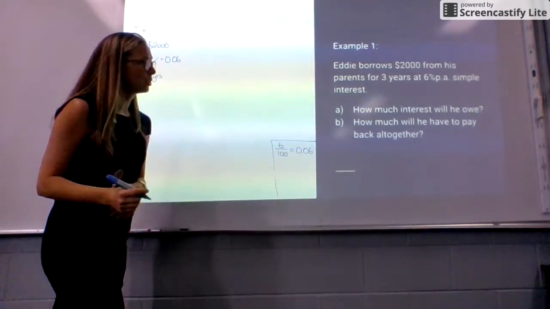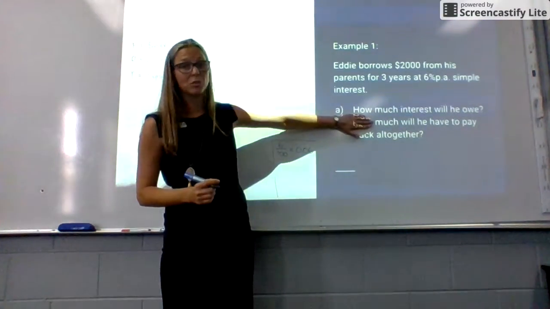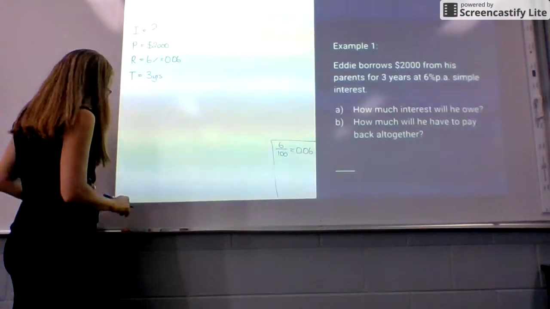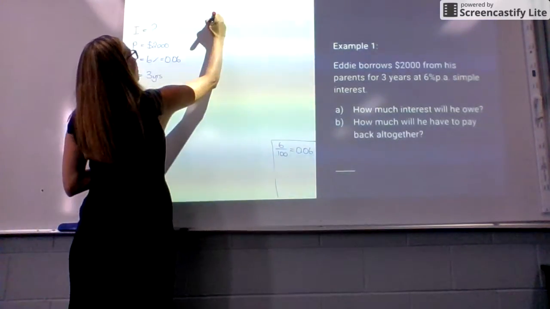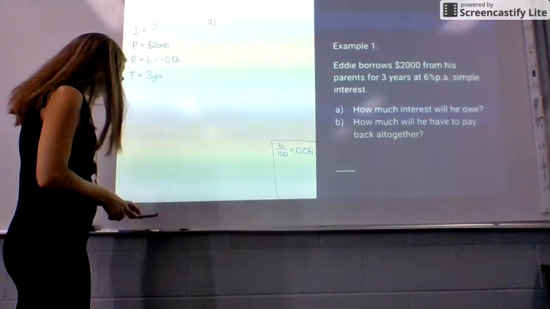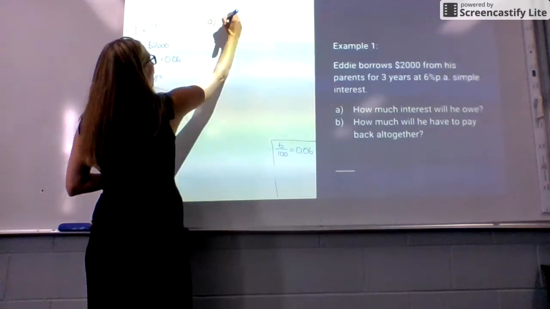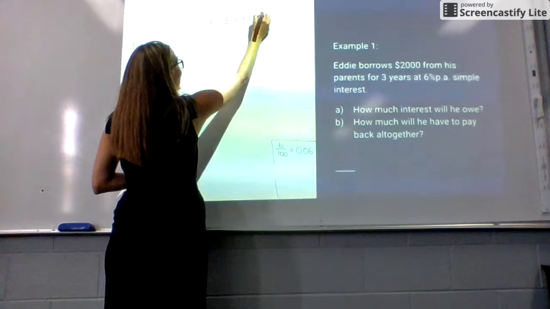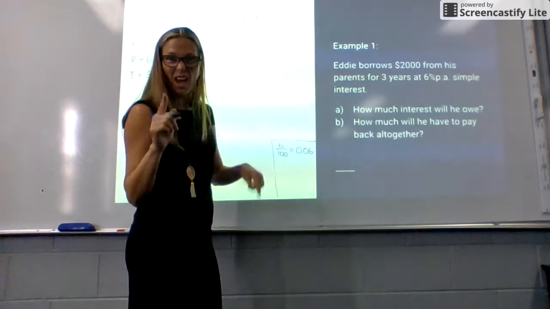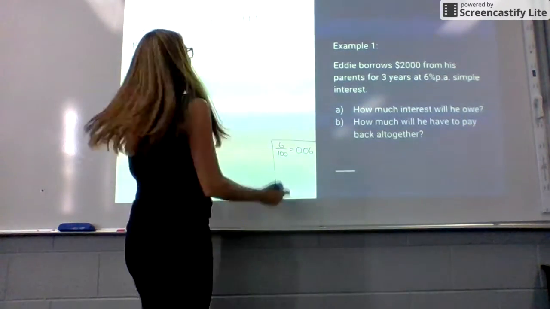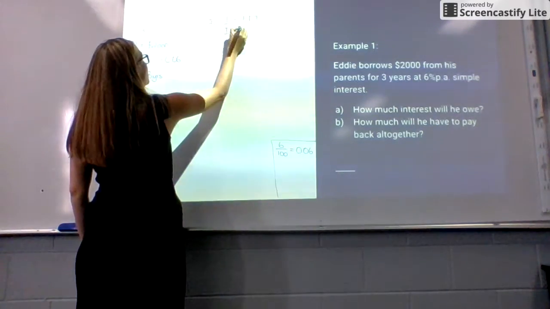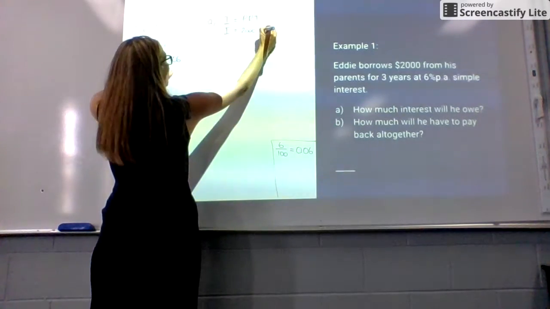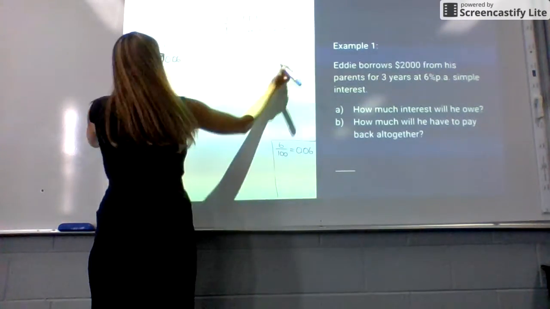Okay, now the question says, how much interest will he owe? So I don't know I. That's what I want to find out first. So with any question, label what you're doing. So I'm working on question A, and I'm working out interest, so I'm going to write the formula. I equals PRT. How do I remember it? I like to party. All right, so I equals, substitute in what's over here, 2,000 times 0.06 times 3.